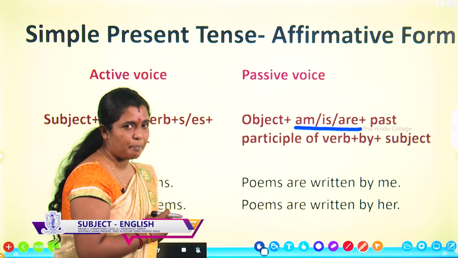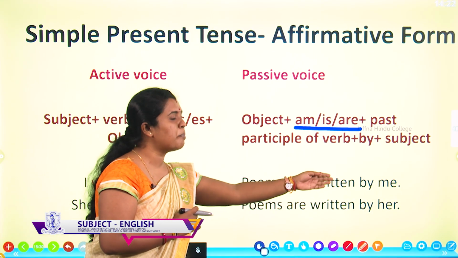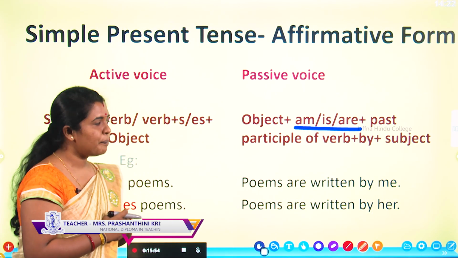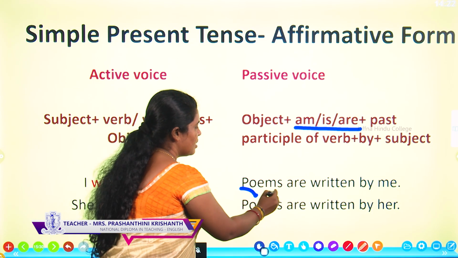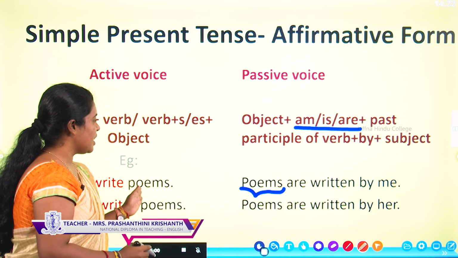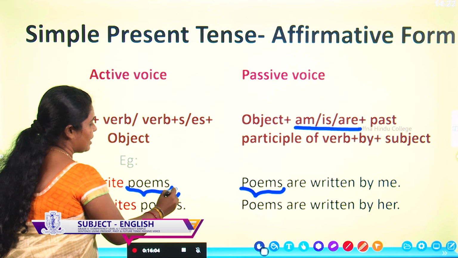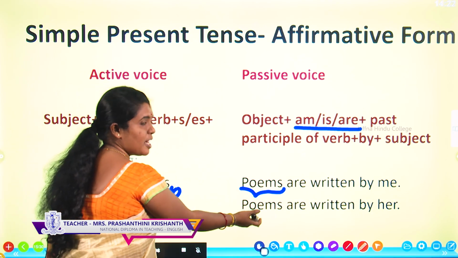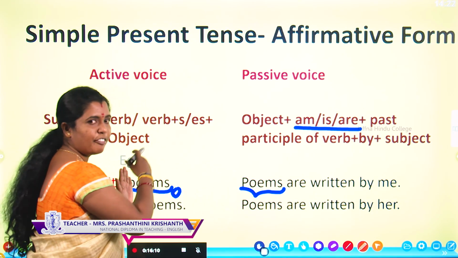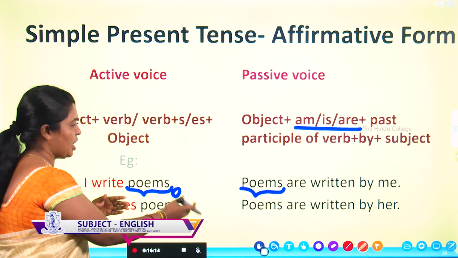Now look at the examples. Poems are written by me. Okay? So what is the object here? Poems. Right? This sentence is in active voice. This is the object. Right? So this object becomes first. We are interchanging from here to there. Right? From the last to the beginning we are changing.